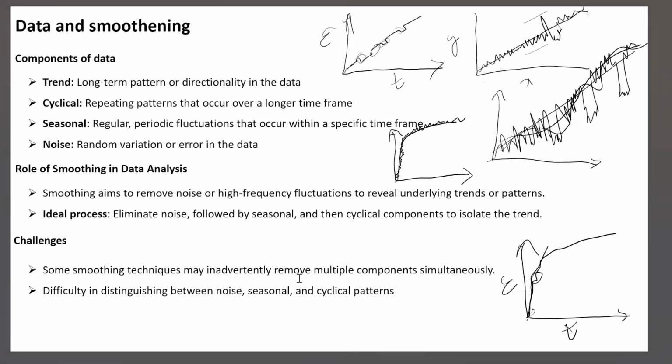So, what are the challenges present in data smoothing? Some smoothing techniques may inadvertently remove multiple components simultaneously. For example, it is okay to remove the cyclical and seasonal anomalies, but if it removes the actual behavior, the best example for this case is, if you are aware of the yield point phenomenon, right? So it is upper and lower.